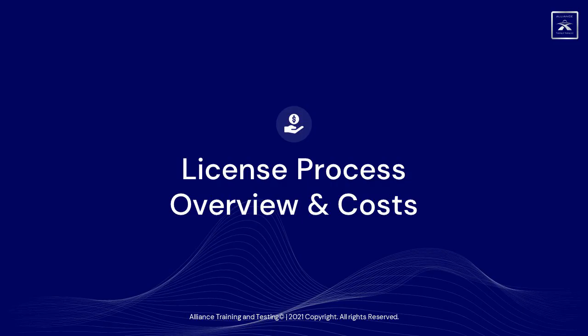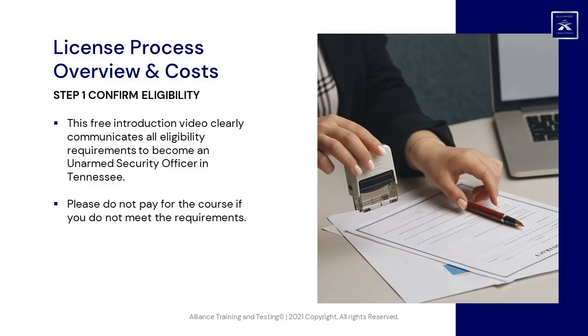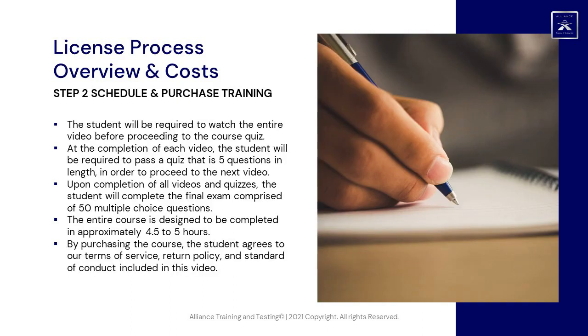License Process Overview and Costs. Step 1. Confirm Eligibility. This free introduction video clearly communicates all eligibility requirements to become an unarmed security officer in Tennessee. Please do not pay for the course if you do not meet the requirements. Step 2. Schedule and purchase training.